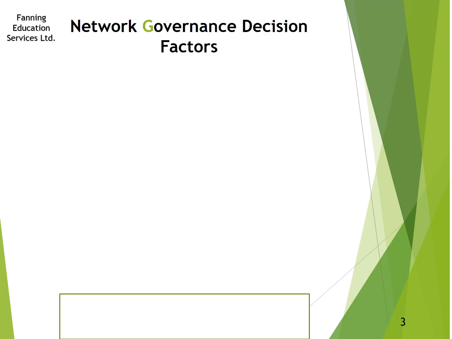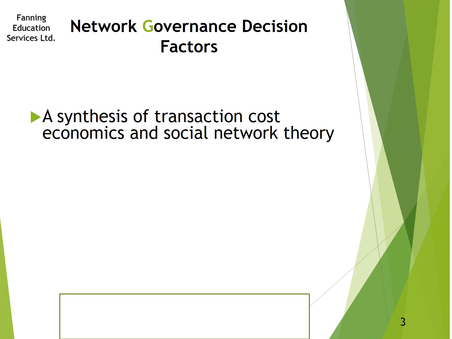And so what are the decision factors? What drives this idea is a synthesis of transaction cost economics and social network theory. Transaction cost economics says you make a decision whether to build inside the firm or to make outside the firm, depending on the varied costs of handling the transaction and whether or not it's best to bring it in. We talked earlier about why and how that decision is made.